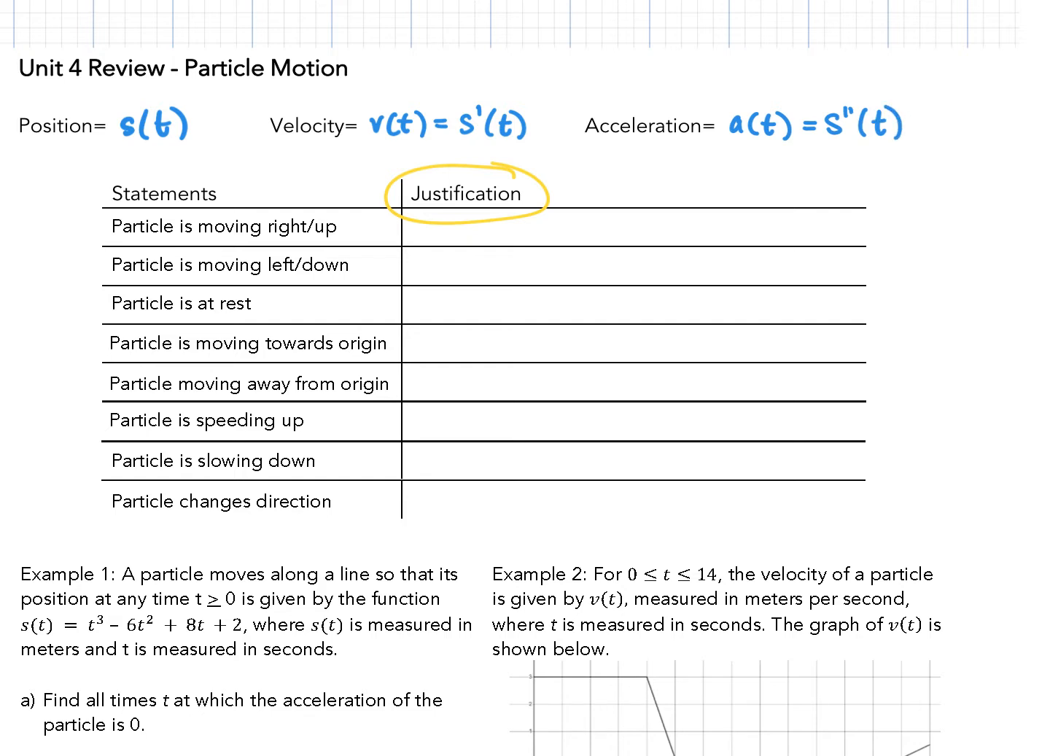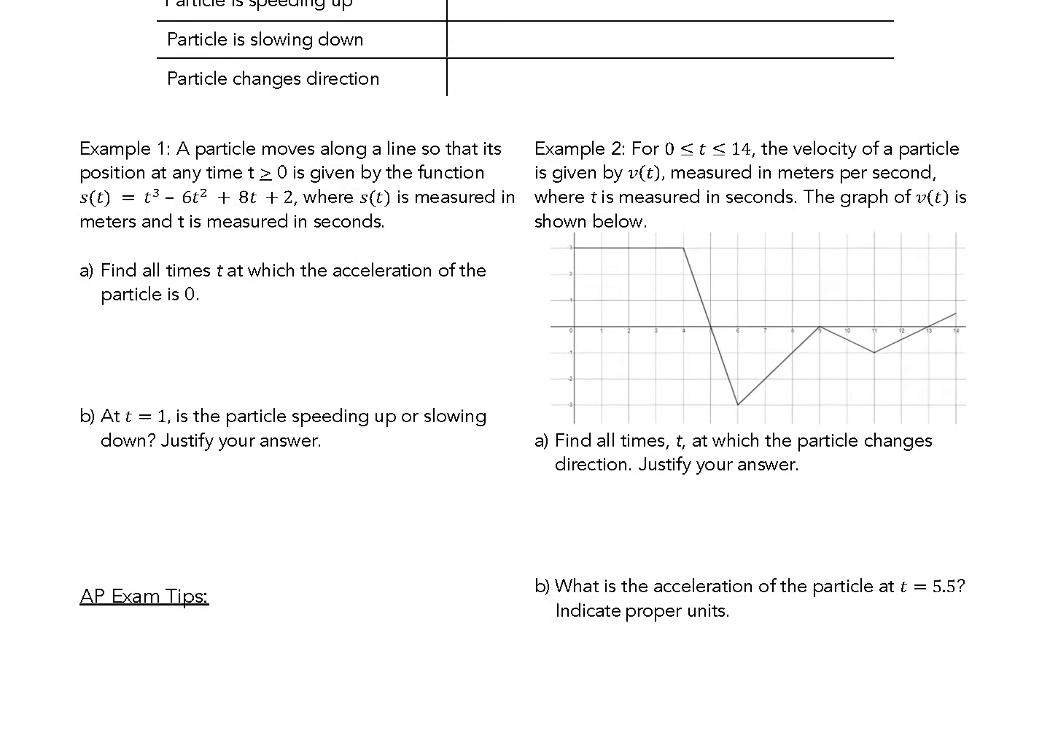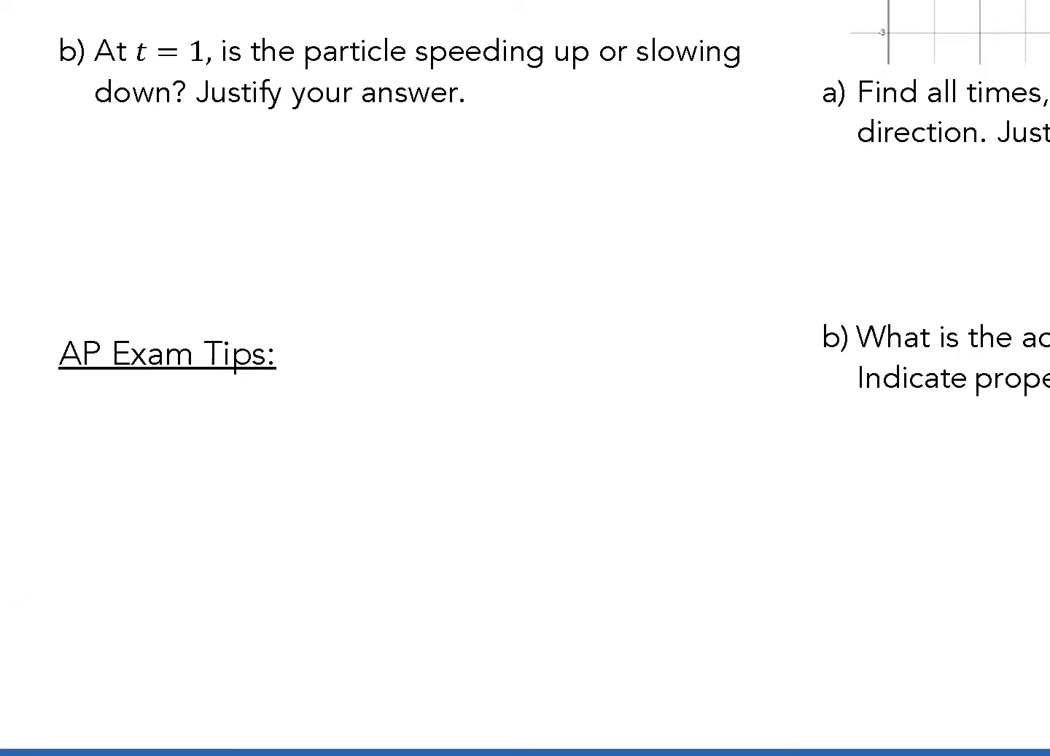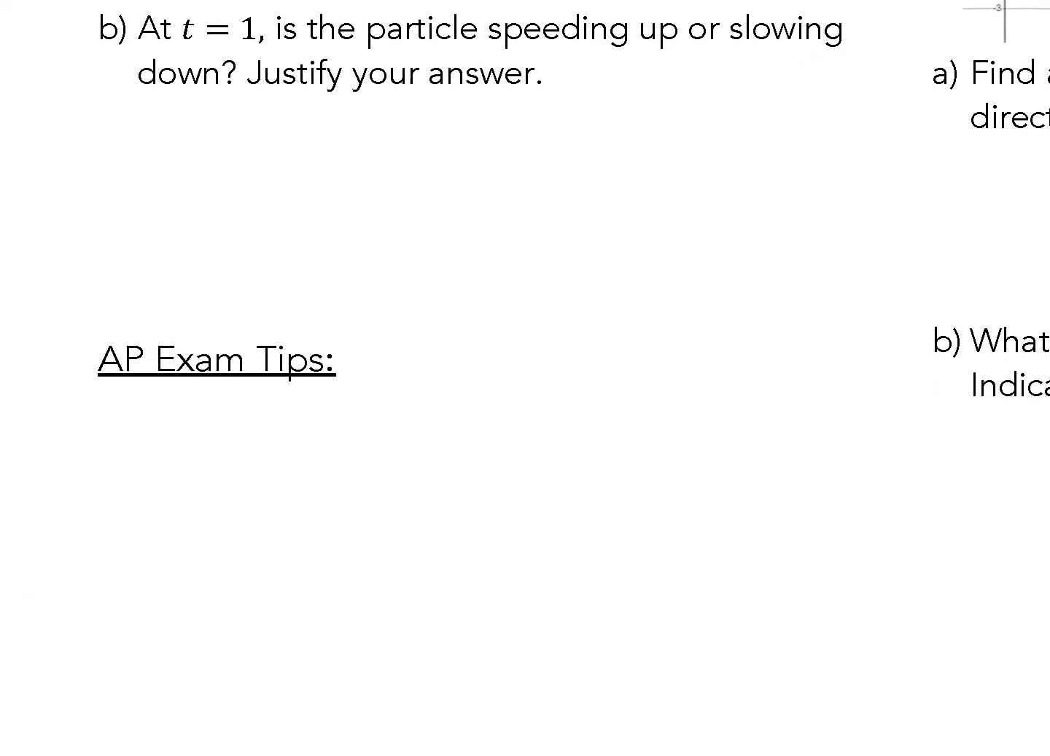Now, in your FRQs, when you come to justify something in a complete sentence, you're going to be asked about the following 8 statements. Is the particle moving to the right or up? Is it moving left or down, and why? Is it at rest? Is it moving towards the origin, away from the origin? Is it speeding up, slowing down? When does it change direction? So your first AP exam tip down here is going to be related to how to do those justifications.